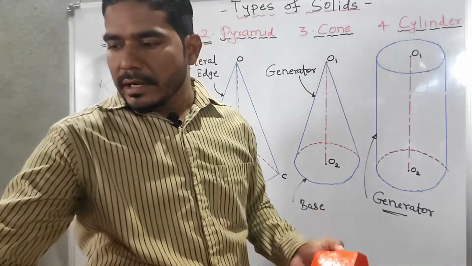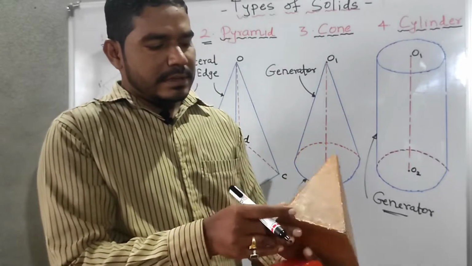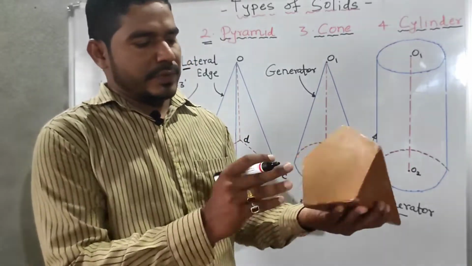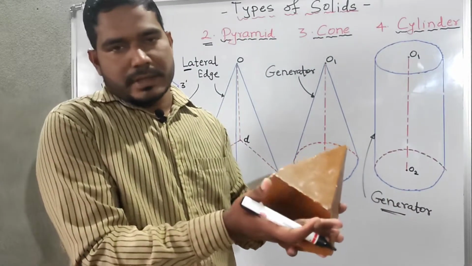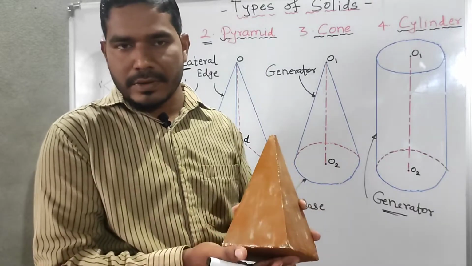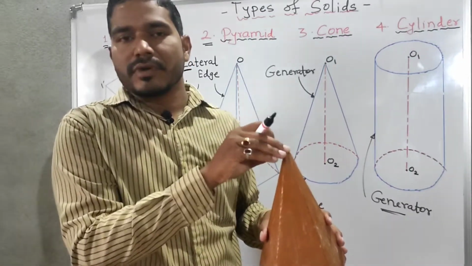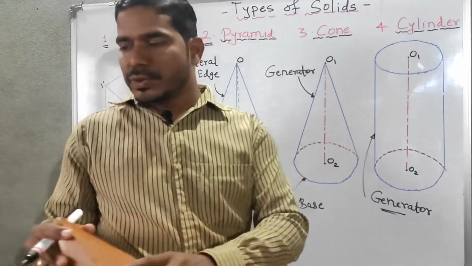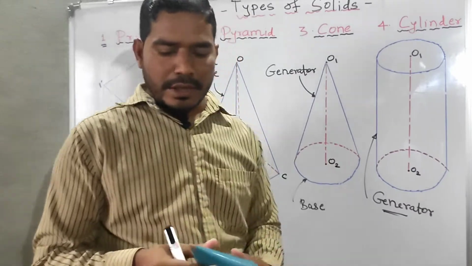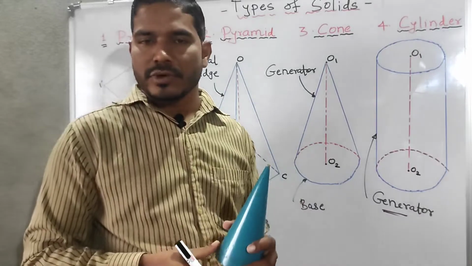Okay, and as I have told, in case of the pyramid, if it is a pentagonal pyramid, its bottom is pentagonal, and its top is in the form of the apex. Okay, so this is about the prism and the pyramid.